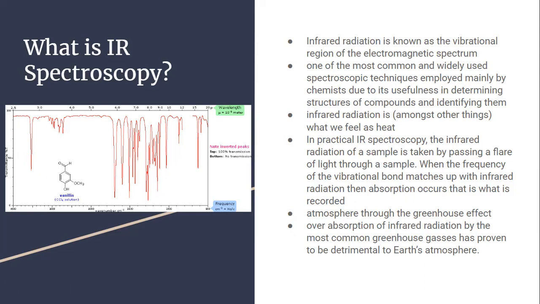This technology records these absorption peaks to identify components of gases or compounds. In order to monitor the atmosphere's infrared radiation, we use something called FTIR, which is Fourier transform infrared spectroscopy. Since one of IR spectroscopy's abilities is to identify compounds through characteristic absorption, it's easy to identify abundant gas pollutants. Through using this technique, scientists have been able to identify how the overall absorption of infrared radiation by the most common greenhouse gases has proven to be detrimental to Earth's atmosphere.